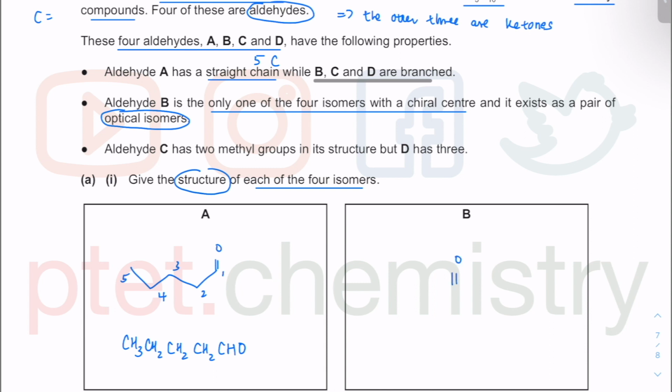So I'm just going to draw my aldehyde. So this is my CHO group, and then I have a CH3, and then I have a CH2, CH3, and then I have a hydrogen. So I don't show my hydrogen bonded to the carbon.